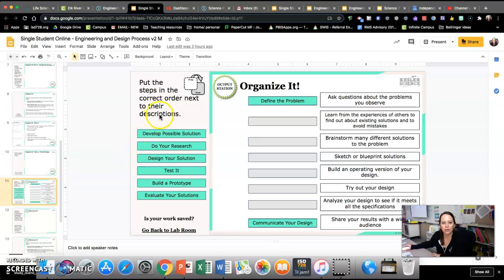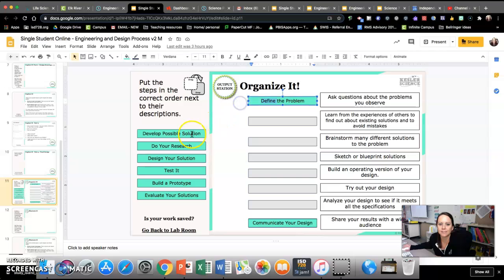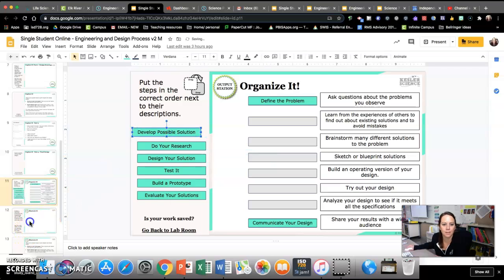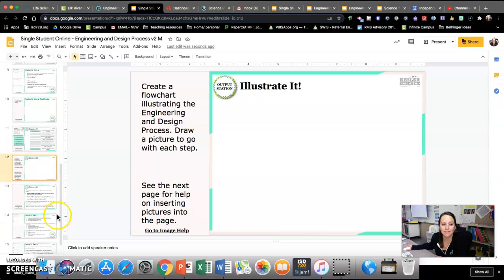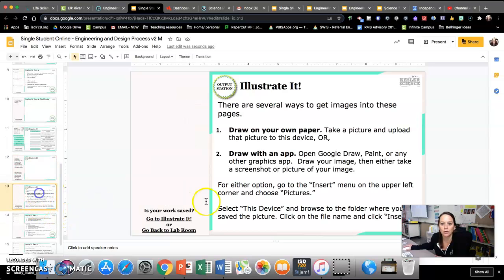Okay. Next one is the Organize It. It says put the steps in the correct order next to their descriptions. And so these just slide. You've got to grab them and slide to where they go. Okay. Illustrate It. It says create a flow chart illustrating the engineering and design process. Draw a picture to go with each step. Again, you can draw on a separate sheet of paper, take a picture and insert it, or you can use like Google Draw and insert it that way.